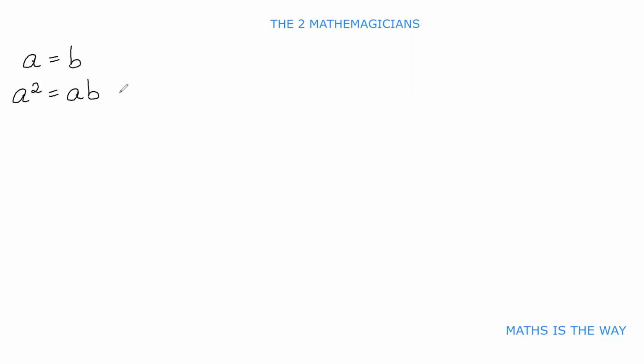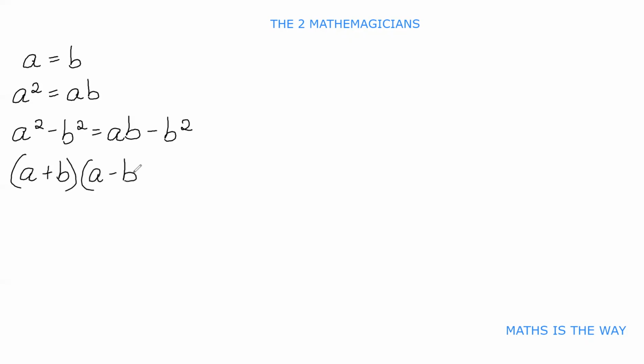Now let's subtract b squared from both sides. So we have a squared minus b squared equals ab minus b squared. With me so far? Yep, that's all good. And we can notice on the left this is the difference of two squares, so we know that factorizes to (a plus b) times (a minus b). And similarly on the right, we can factorize out the b, and we get b times (a minus b).